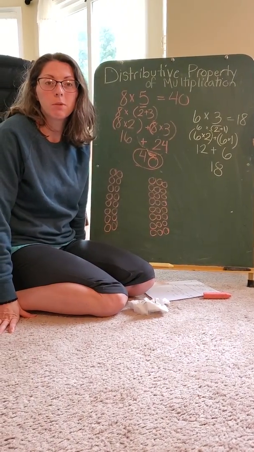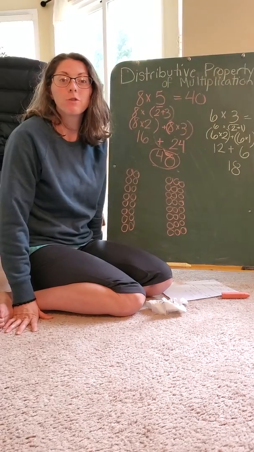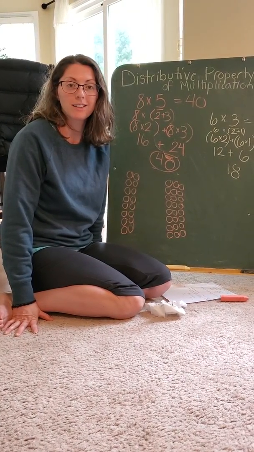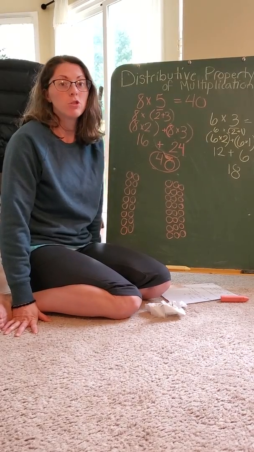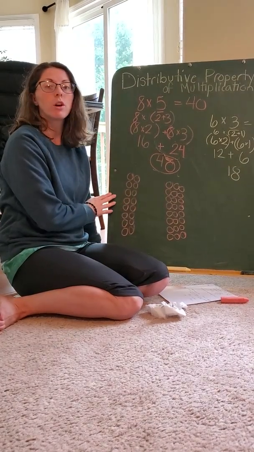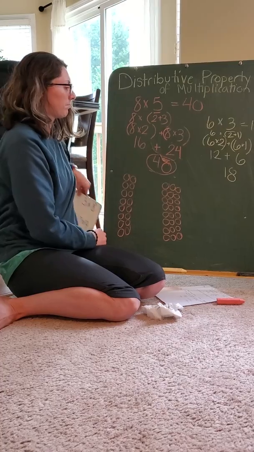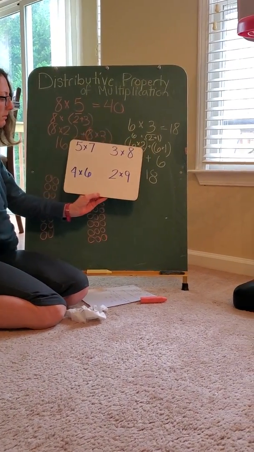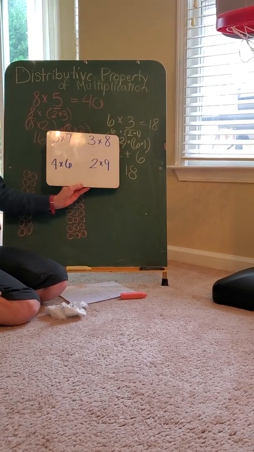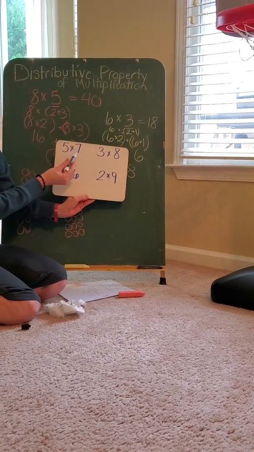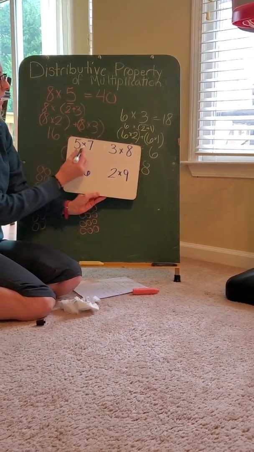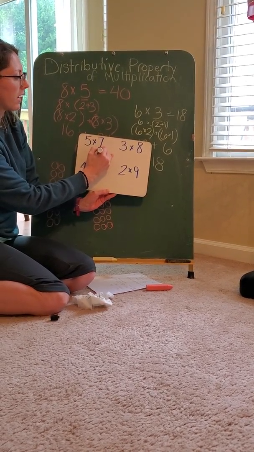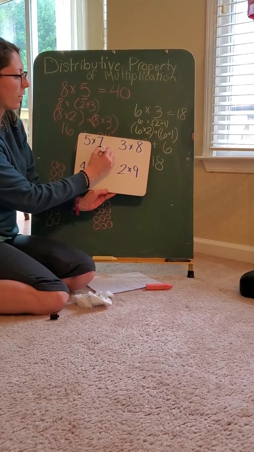Now I want you to get a piece of paper and write these down. These are the 4 problems I want you to practice on your own, but I do want you to make sure that you are drawing a picture to match. Here are your problems. Oops, losing my marker. 5 times 7. I want you to break down the 7 into 3 and 4.